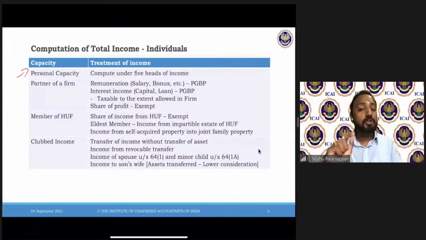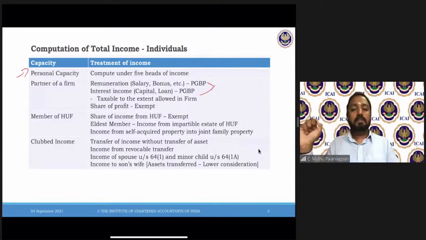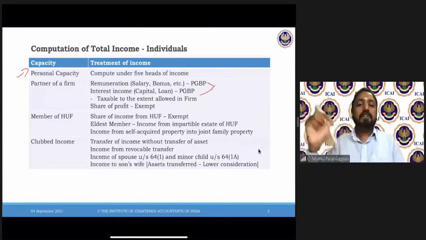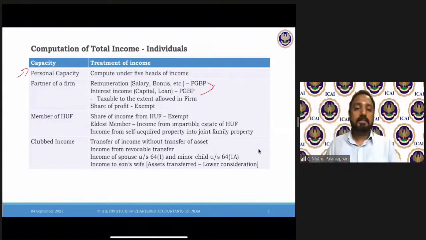Similarly, you would have also studied the provisions for how much interest is allowed on capital. That is also covered under business or profession. So these 2 incomes, salary and interest, are covered under PGBP and not under salary or other sources. Though it is interest, it is not other sources. Though it is salary, it is not taxed under income from salary.